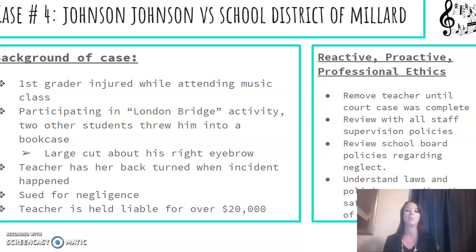They ended up throwing him into a bookcase, and the student who was injured suffered a large cut right above his eye and needed a bunch of stitches and had some long-term vision damage as well. So in the case, it said that the teacher had her back turned when the incident happened, just writing on the board, and the family sued for negligence on the part of the teacher. And in the end result, the teacher was held liable for over $20,000.